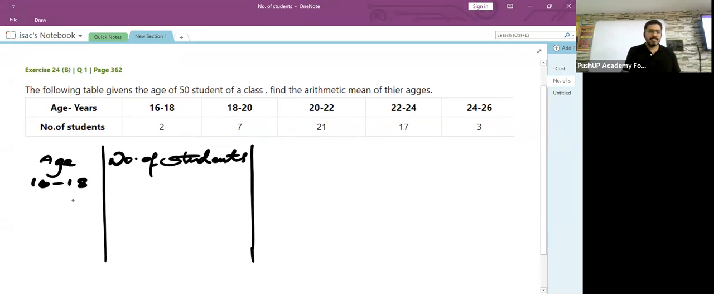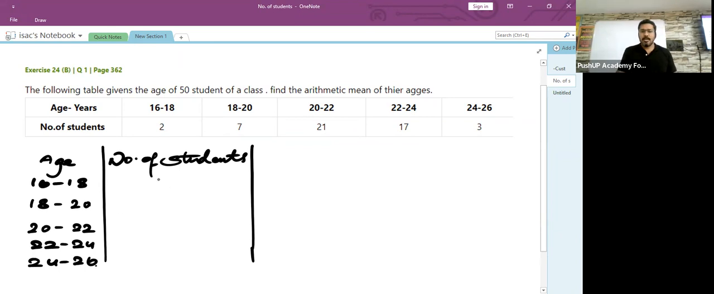So they start with 16 to 18, then 18 to 20, then 20 to 22, 22 to 24, and then 24 to 26. What are the corresponding frequencies? 2, 7, 21, 17, and 3.